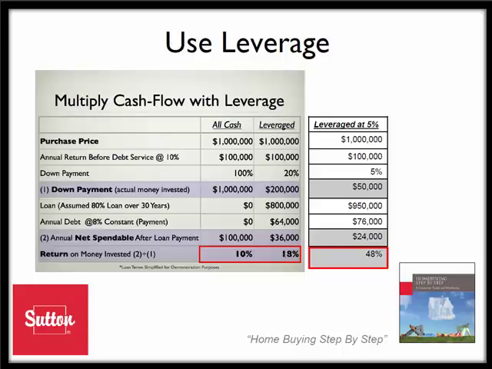So by putting down 20% instead of all cash, you're making an 18% return on your money. And then you can do it again and again, and the number is even better at different rates. At 5%, $100,000 in, $50,000 down, payments of $76,000 for interest, but we still have $24,000 left over on our $50,000 down payment. So cash on cash, return of 48%.